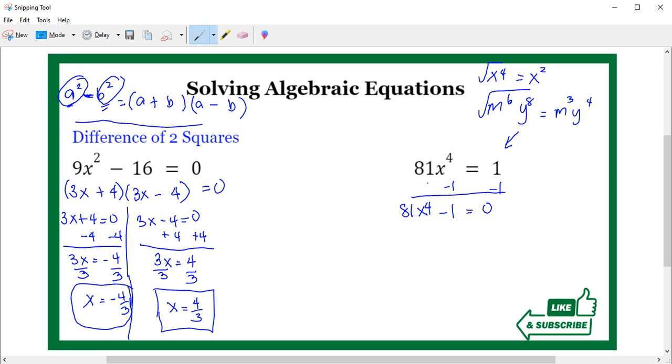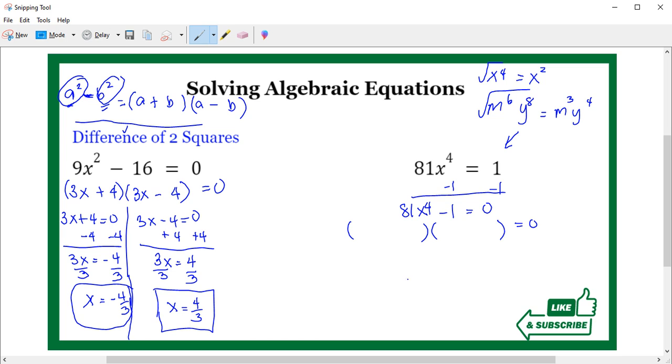So let's check. Well, there's a minus sign. So yes, for sure, there's a difference. 81x to the fourth. 81 is a perfect square. X to the fourth has an even power, so therefore, that is a perfect square. And then 1, of course, is a perfect square. Square root of 1 is 1. So now we can prepare our factors.